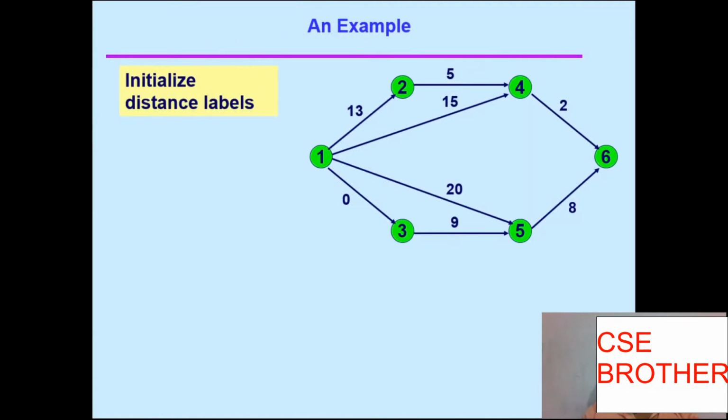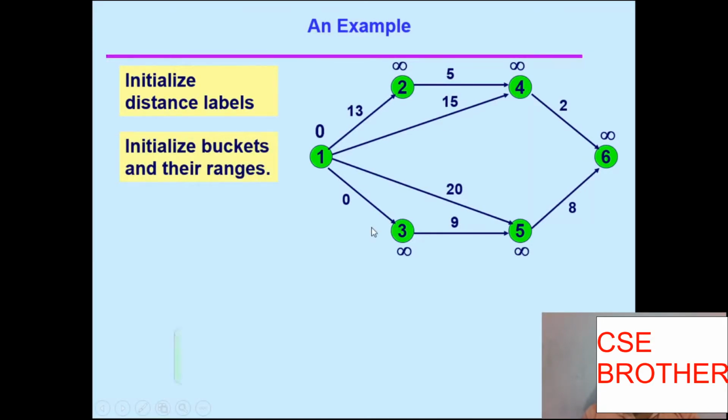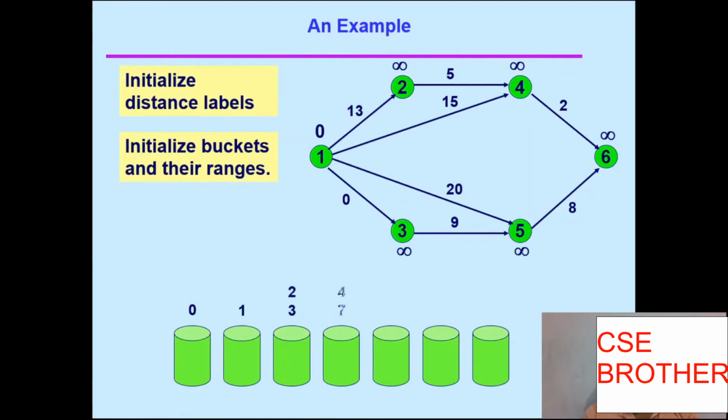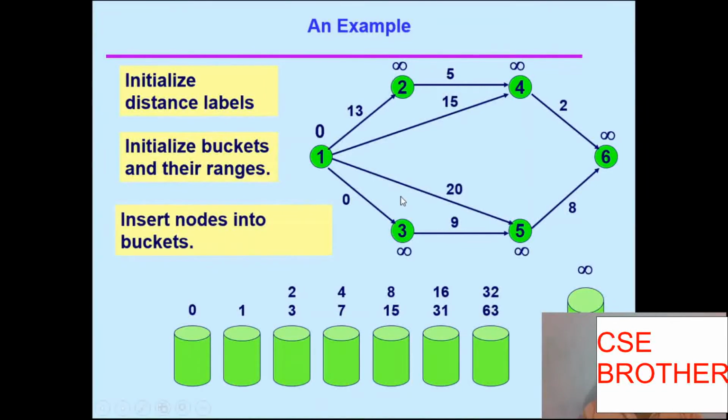Now let's move to an example. In the figure, first initialize the distance labels, then initialize the buckets and the ranges. Insert nodes into the buckets. Here the second, third, fourth, fifth and sixth nodes are in the infinity bucket, as we have not selected any node for the start, so the distance will be infinity.